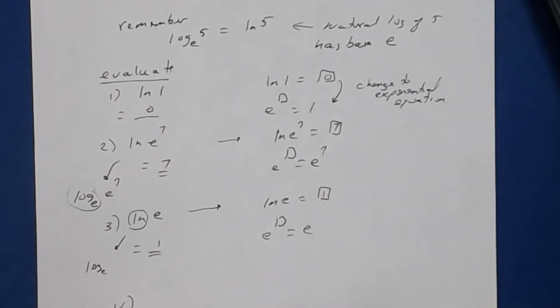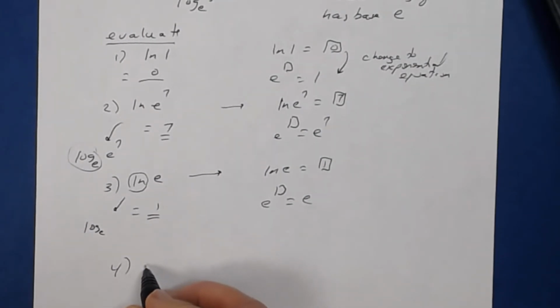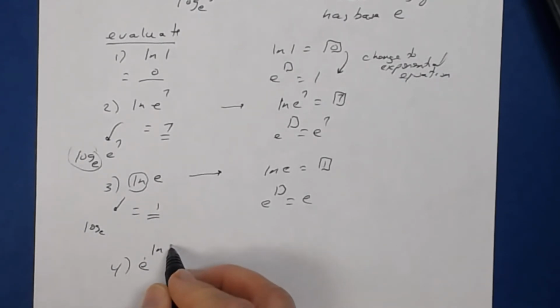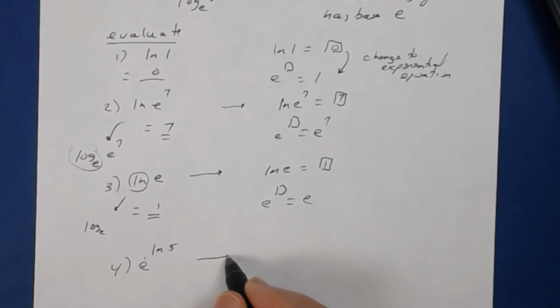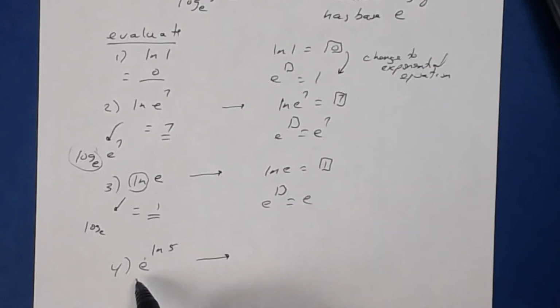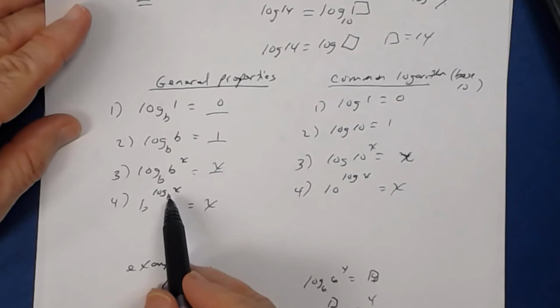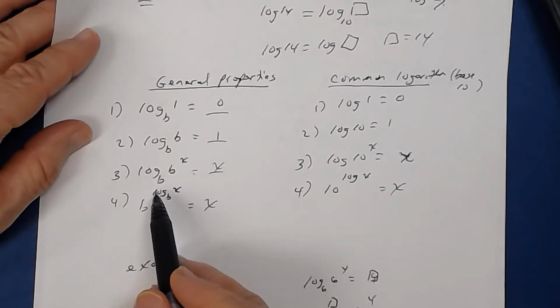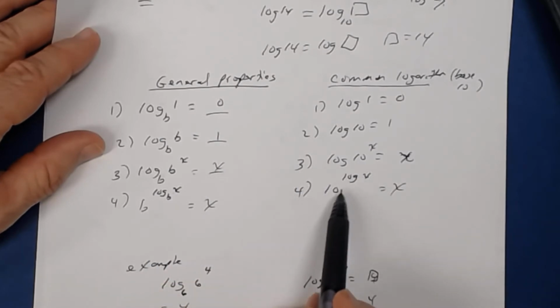Okay, number 4. Suppose you had e raised to the natural log of 5. Okay, I can handle that. Now remember, this is exponential, so I can change that to an exponential equation. Guys, that goes back to this one. Remember, whenever the exponent contains a logarithm, and that base is the same as the base of the exponent, then it's just the argument. That's where we saw this, remember?